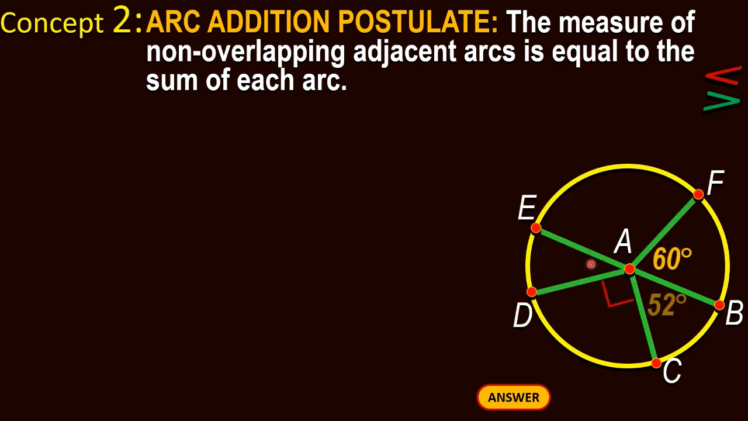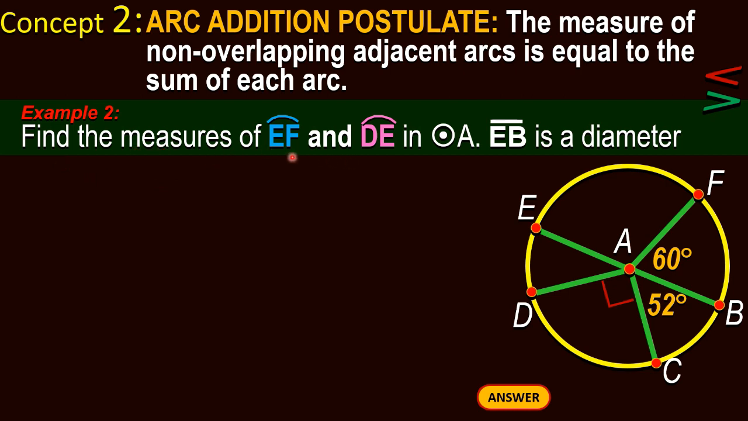Halimbawa, in circle A, find the measure of arc EF and arc DE. Remember, EB is a diameter. So, this is EB and that is a diameter and this diameter is equal to 180 degrees. So, ang given lang ay angle FAB which is 60 degrees, angle BAC which is 52 degrees, and angle DAC is equal to 90 degrees. We are going to find the measure of arc EF and arc DE.